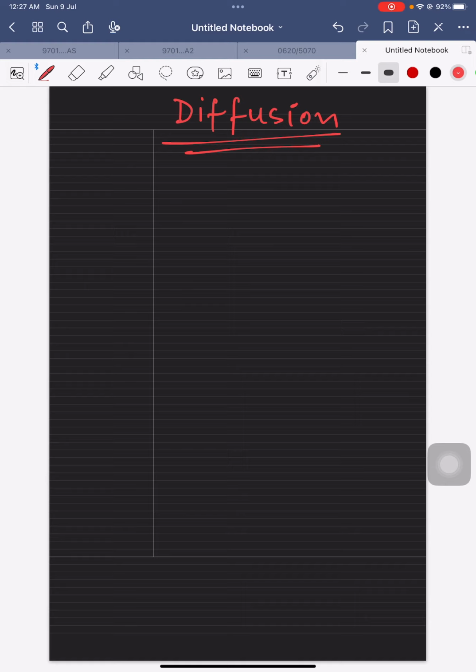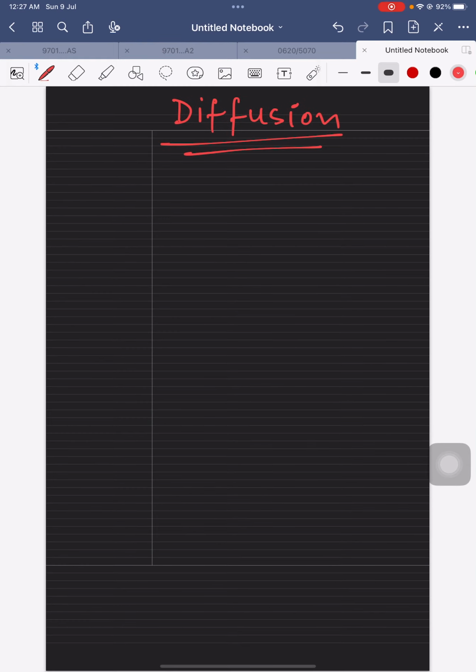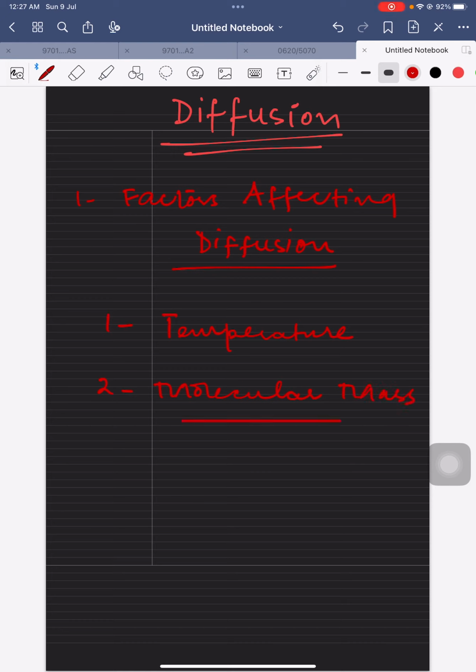Right now, the point number one which we are going to deal with regarding diffusion is the factors affecting diffusion. Number one is temperature, whereas the other is molecular mass. Okay, so these are the two factors which are affecting the rate of the diffusion. These are the two factors which are affecting the speed of the diffusion.